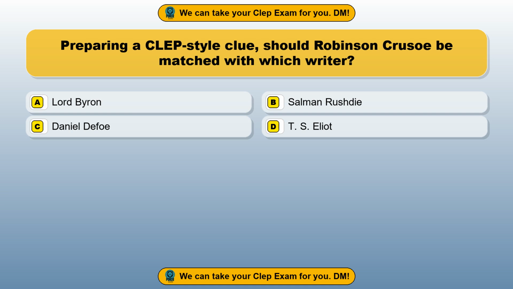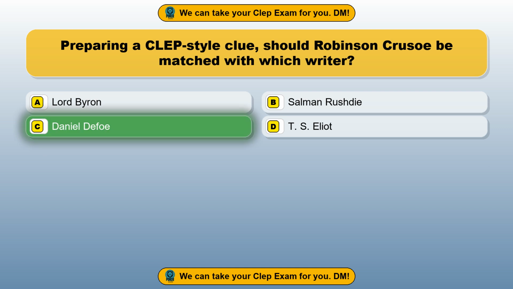Question 28. Preparing a CLEP-style clue, should Robinson Crusoe be matched with which writer? Option A, Lord Byron. Option B, Salman Rushdie. Option C, Daniel Defoe. Option D, T.S. Eliot. The correct answer is option C, Daniel Defoe.